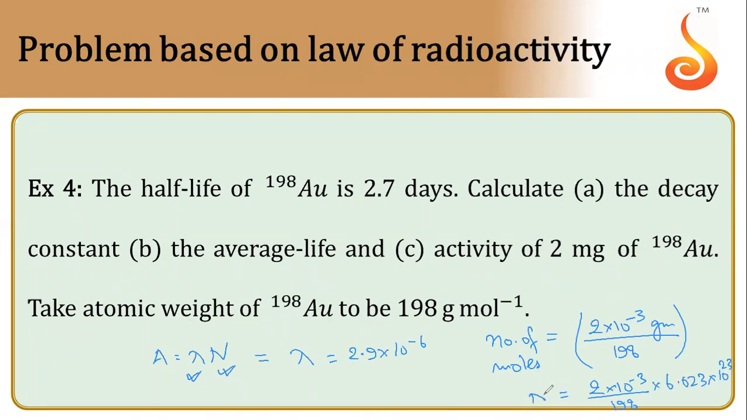This will give you total number of molecules or total number of atoms, where 6.023 into 10 raised to power 23 is Avogadro's number. Now in this formula, you have to substitute the value of N, substitute the value of lambda, and you can calculate the answer. The answer will come as 6.06 into 10 raised to power 18.